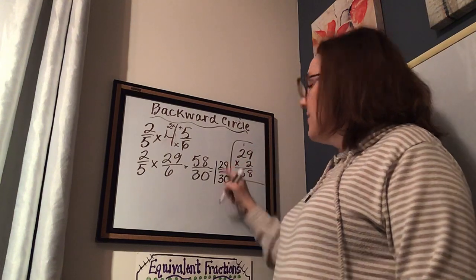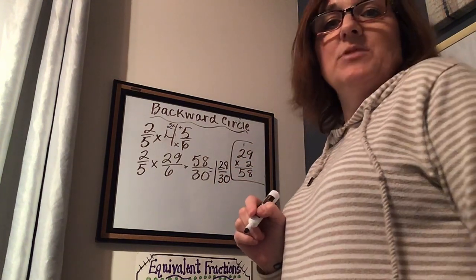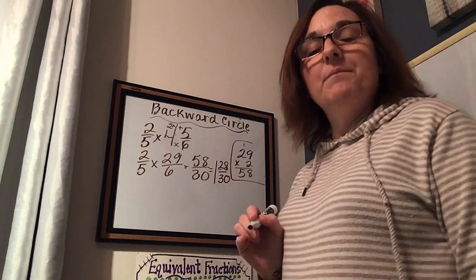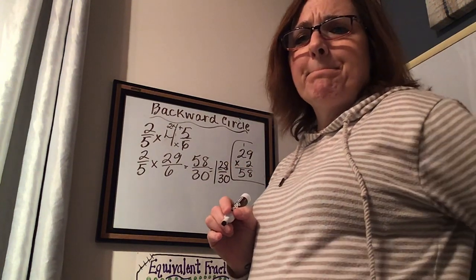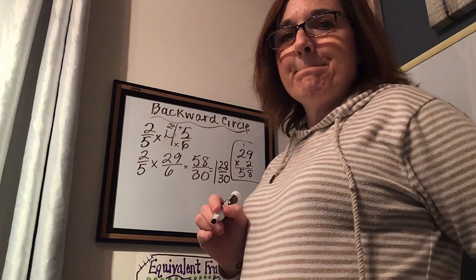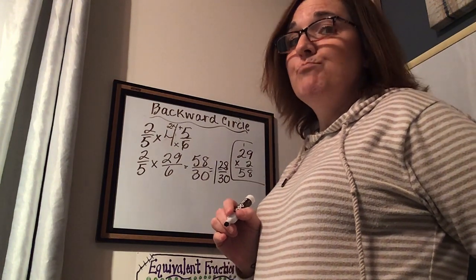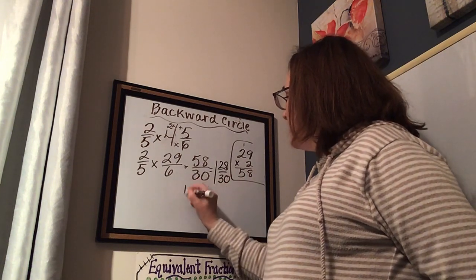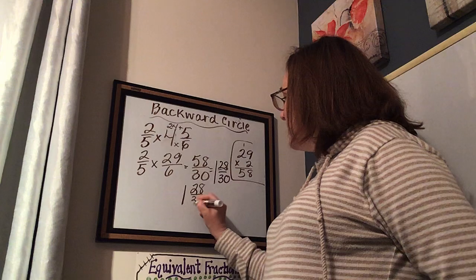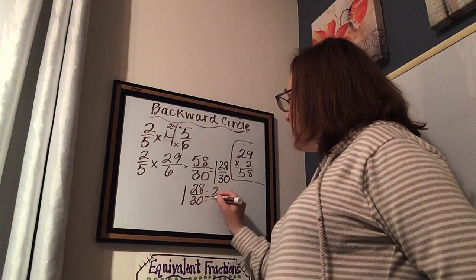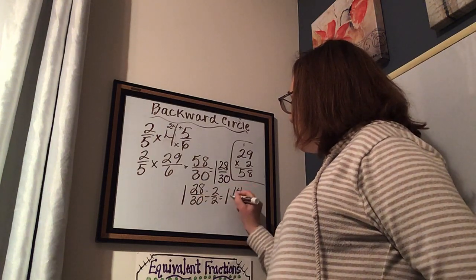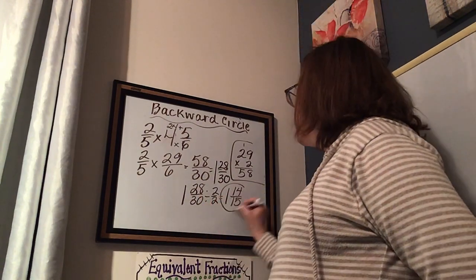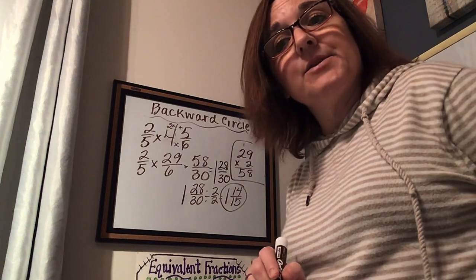That is, there's my sidebar, that is a very big fraction. We still need to reduce it. So with 28/30, we're going to divide by, what do we think? Yeah. So dividing by 2. And then they don't have any common factors when they're done. So 1 and 14/15 is your final answer.